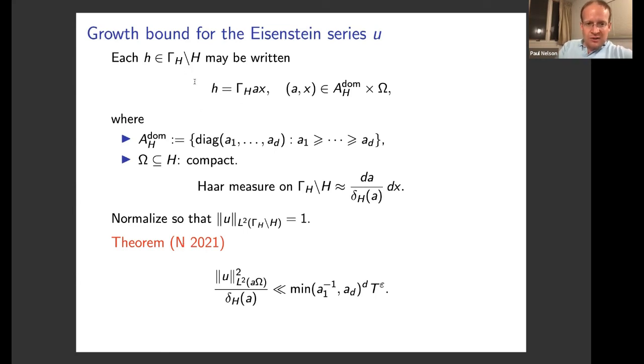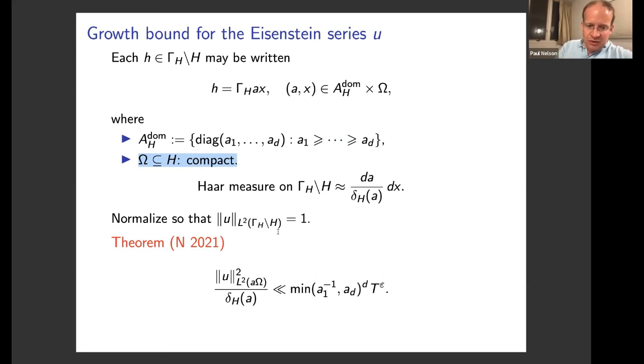The bound is expressed in terms of reduction theory for the quotient of H. H being GL_d(R), the smaller group, and gamma being H intersected with GL_d(Z). The theory of Siegel domains says that everything in that quotient can be represented as the product of a dominant diagonal matrix that I've called A, so a diagonal matrix with this dominance condition, and some element X of a set that I've called omega, which is just fixed and compact. The Haar measure on the quotient is then roughly given by taking the natural Haar measure in those coordinates and dividing by this modular discriminant.